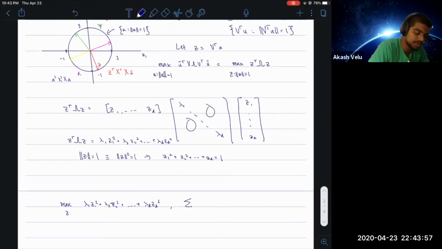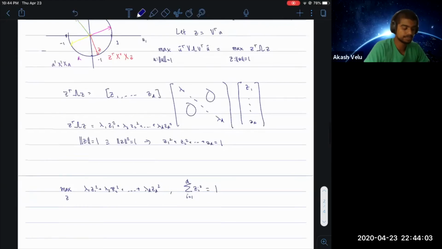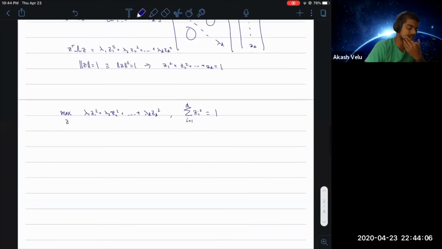And we need to make sure that the sum of the zi squared is equal to 1. So let's look at this. Remember that these lambda values, each individual lambda value is fixed. It's fixed at a certain number. And what we have choice over, what we have control over, are these z's. We can choose them to be anything we want as long as the sum of the squares is 1. We also know that each eigenvalue is greater than or equal to 0. So all of these are non-negative.